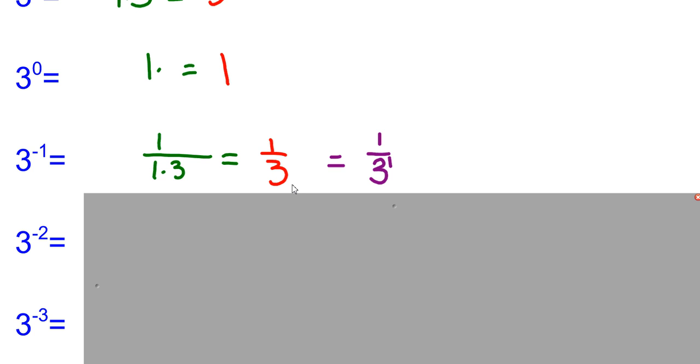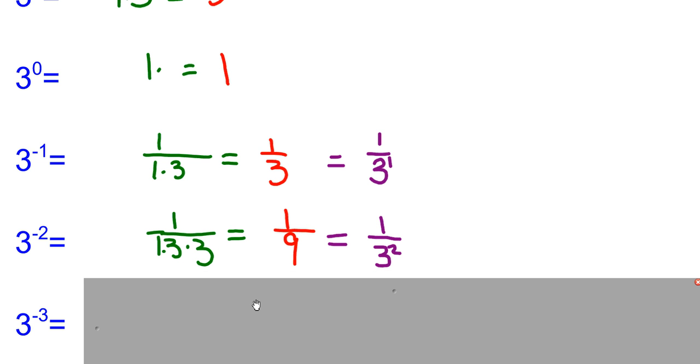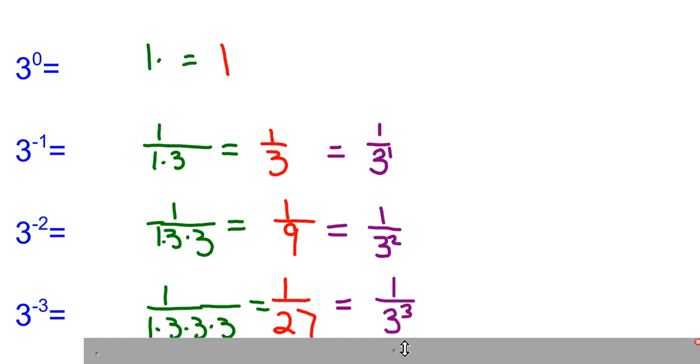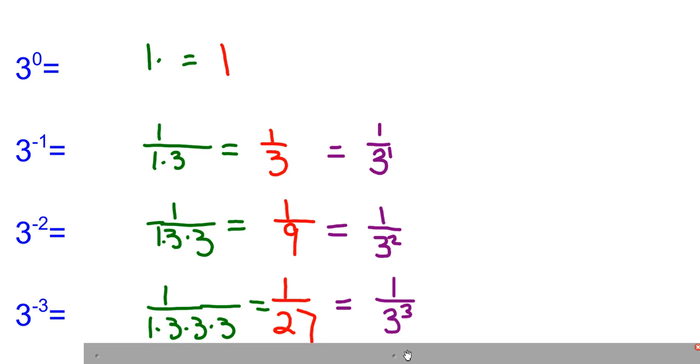Now, if we use that same idea for our next two expressions, 3 to the negative second, well, that means I would have 2 threes in the denominator. So it'd be 1 over 1 times 3 times 3, which would be 1/9. That decimal equivalent is 0.1 repeating. 3 to the negative third power would mean that you have 3 threes in the denominator being multiplied together. So we've got 1 over 1 times 3 times 3 times 3, which is 1/27. That decimal equivalent was our 0.037 repeating.